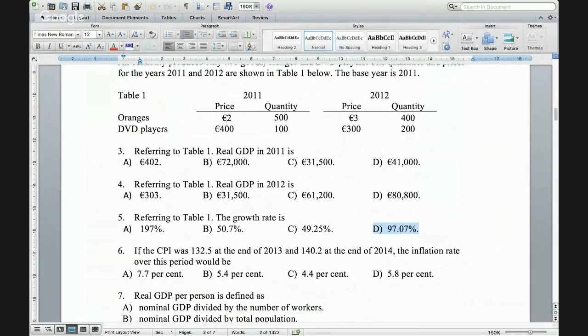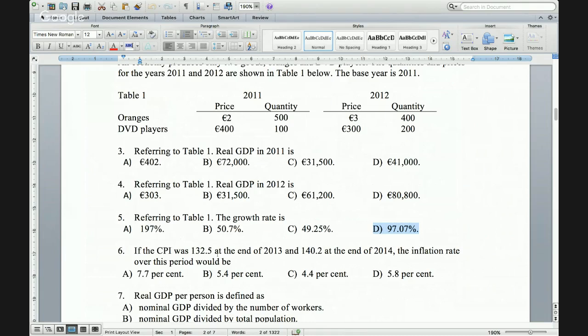Okay, the CPI is your consumer price index, and that tracks how prices have grown year on year or fallen year on year. So it tracks what's known as inflation or deflation in an economy. So if it was 132.5 at the end of 2013 and 140.2 at the end of 2014, we're looking for the inflation rate over this period. Please do not subtract one from the other and just leave it like that. In other words, 140.2 minus 132.5. That's not your answer.